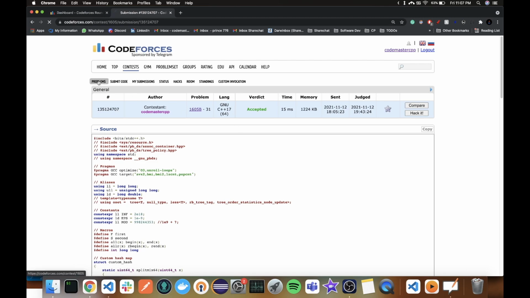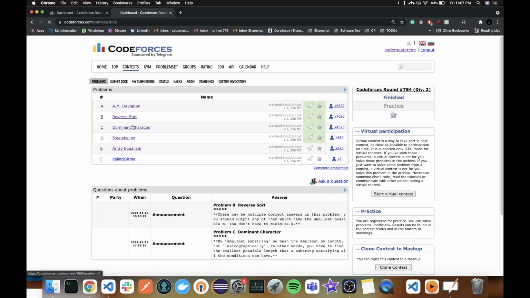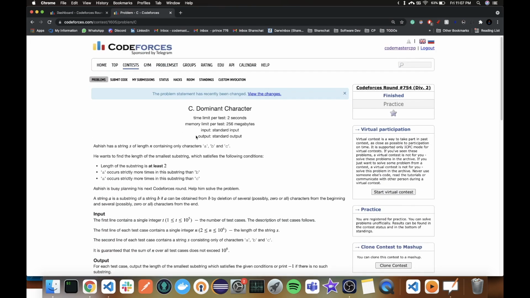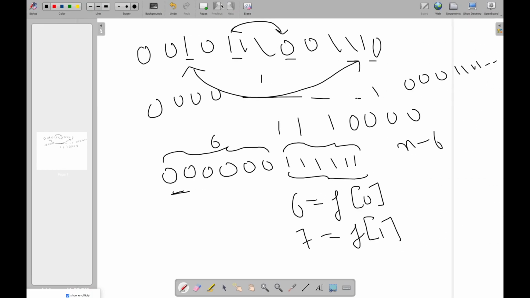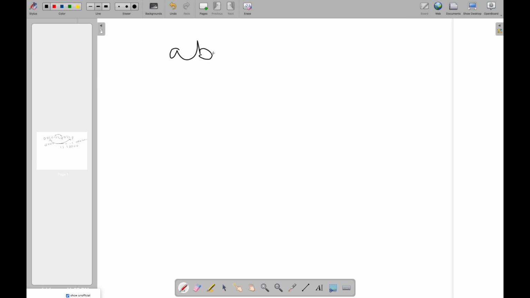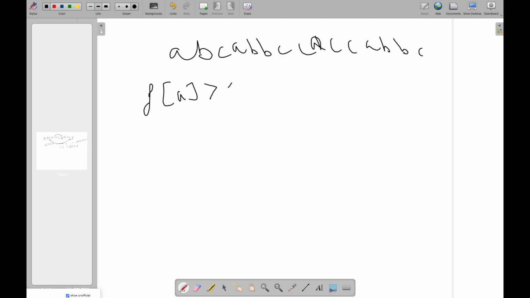Okay, so this was a pretty simple problem. Now, dominant character. Here what we are asked is, we have a string that only consists of A, B and C. What we have to do is find the smallest substring such that the frequency of A is greater than the frequency of B, and the frequency of A is also greater than the frequency of C.